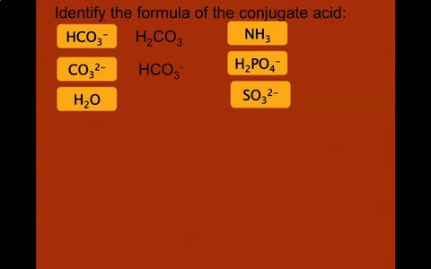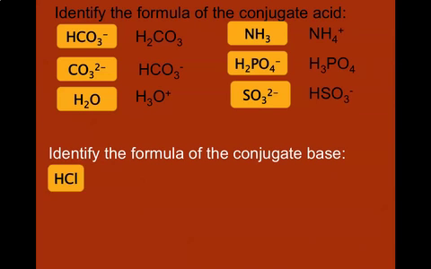H2O is going to become H3O+. The charge was neutral, so now it's going to be a +1. NH3 is going to become NH4+. The charge was neutral, so it's going to be a +1. H2PO4- is going to become H3PO4, and that charge is -1, so now it's neutral. And SO3 2- is a -2. It's going to become HSO3-, and we're going to add 1 to that charge, so it's a -1.